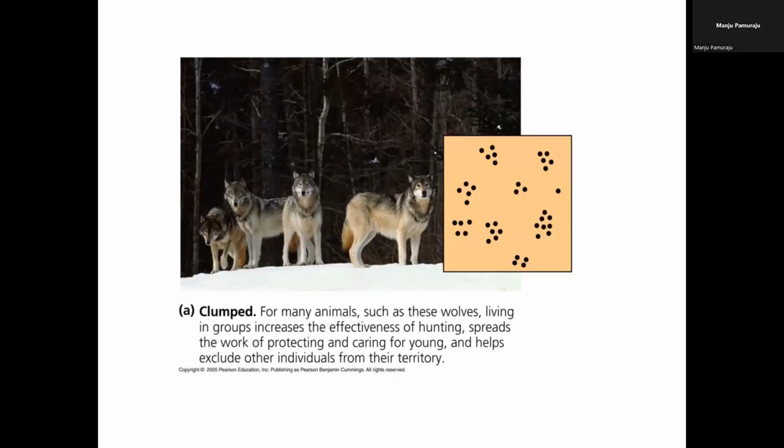Here, for example, clumped means arranged in groups. Here are different clumps: five individuals here, five here, and more here. So it is called a clumped dispersion. Clumped is seen in many animals, such as wolves living in groups. The example for clumped dispersion is the wolves, which live in a group.